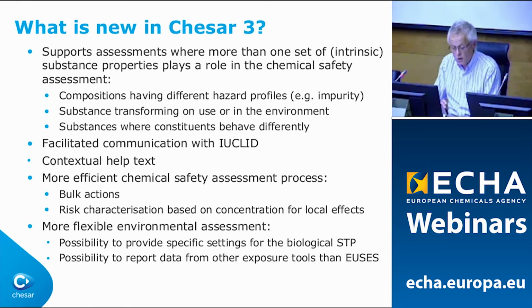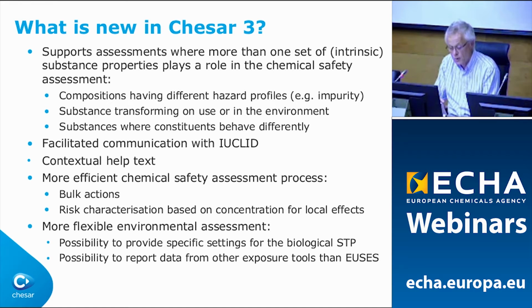For those who have been using Chesar 2 already, a short overview on what is new in Chesar 3. It's the one element which Elaine already mentioned in her introduction. Chesar 3 supports assessments where more than one set of intrinsic substance properties plays a role in the chemical safety assessment. And that may, for example, be the case when different compositions exist for a substance and these compositions have different hazard profiles, for example, due to impurities.